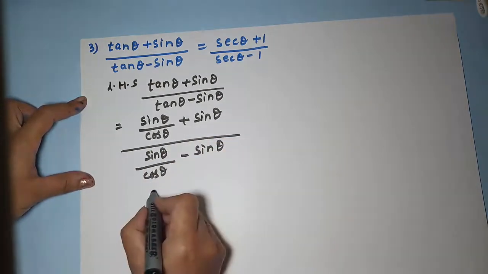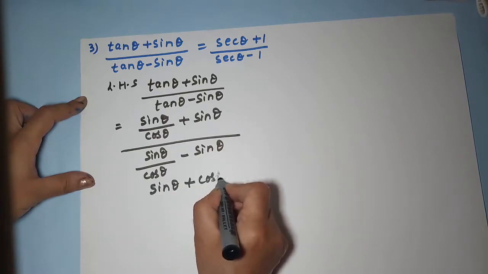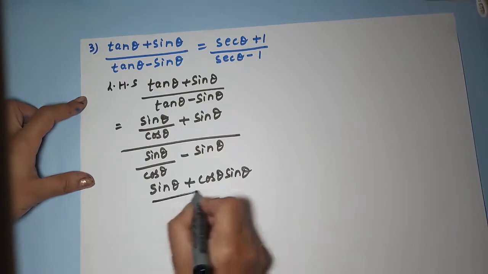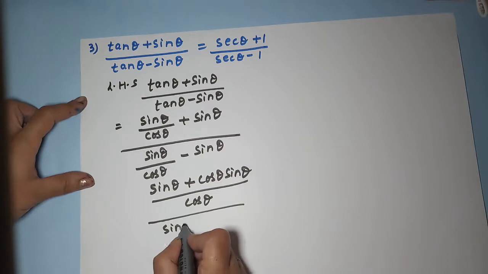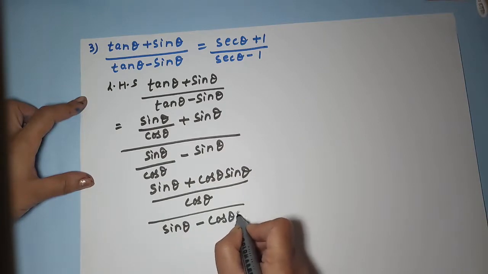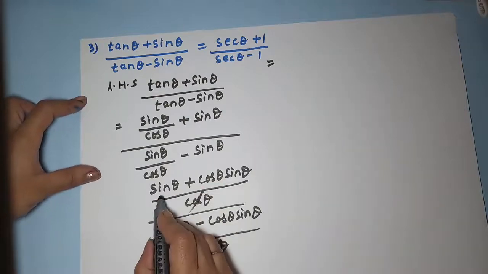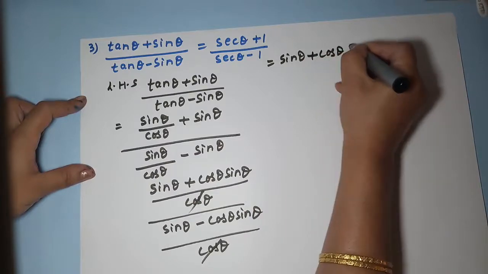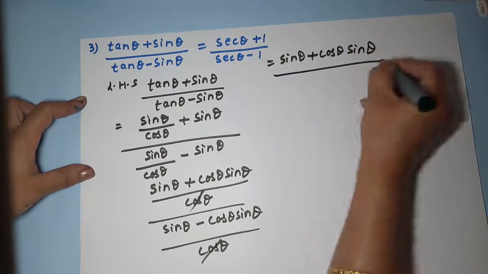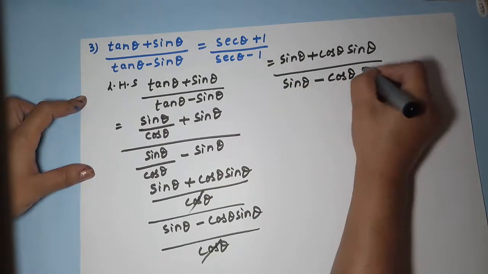Now here I can take cos theta as LCM. So I'll get sin theta plus cos theta into sin theta divided by cos theta. Now here again I can take sin theta minus cos theta sin theta. I can take cos theta as LCM. So I'll get rid of this. So what am I left with? I am left with sin theta plus cos theta sin theta upon sin theta minus cos theta sin theta.